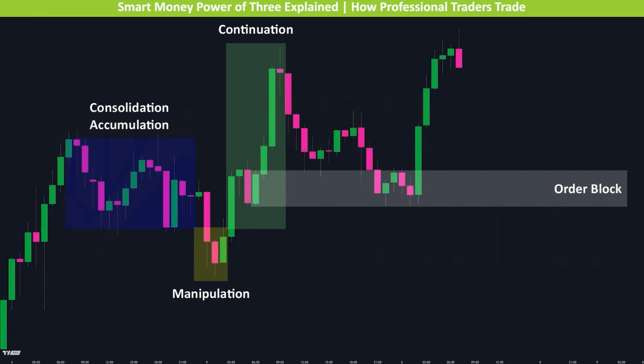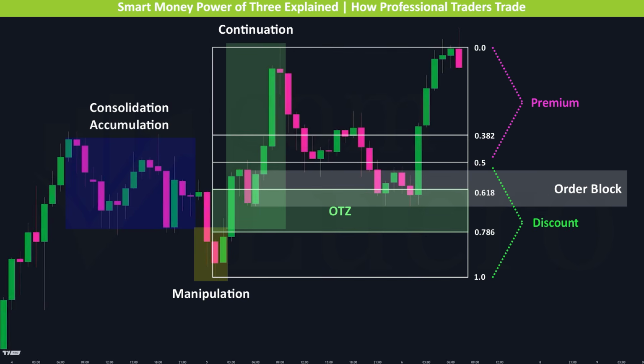This 1-hour order block offered a strong area to consider an entry, and it becomes even more relevant when we notice that the price retracement also aligns with the optimal trading zone between the 61.8 and 78.6 Fibonacci levels, reinforcing how multiple concepts can converge across timeframes when market context is aligned.